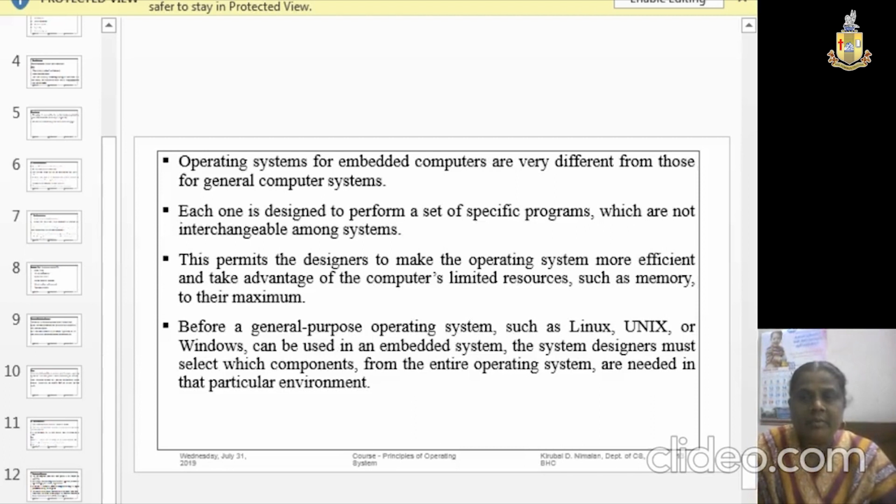General purpose operating systems such as Linux, Unix and Windows can be used in embedded systems. The system designers must select which components and which additional features are required in order to make it suitable for a particular environment.